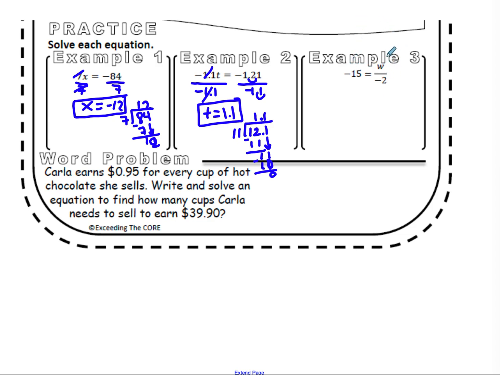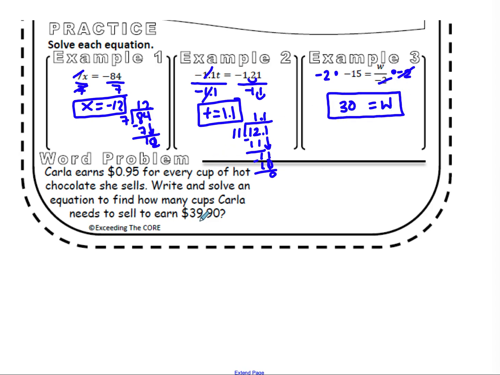It doesn't matter if the variable's on the right side or the left side. You're still solving the equations the same way. This is division. We cancel it out with multiplication. So I'm going to write times -2 off to the side. Okay. -2 divided by -2 equals +1. So I have +1w. -2 times -15. Negative times a negative is a positive. That's going to be a +30.